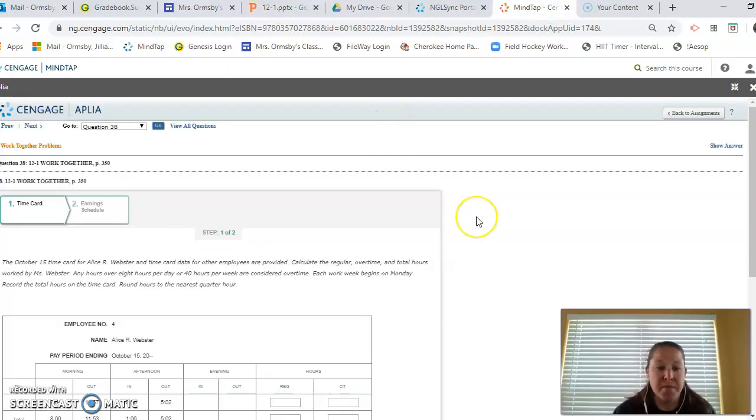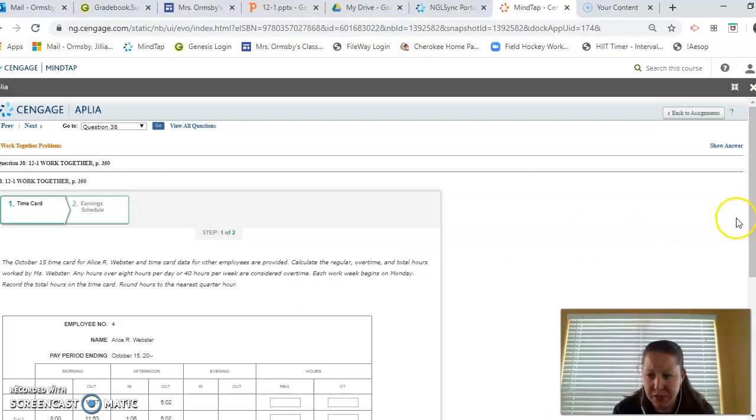So like I said, in MindTap today, the 12.1 work together is all about calculating our employee earnings. And this says on October 15th, time card for Alice R. Webster and time card data for other employees are provided. Calculate the regular, overtime, and total hours worked by Ms. Webster. Any hours over 8 hours per day or 40 hours per week are considered overtime. Each work week begins on Monday. Record the total hours on the time card. Round hours to the nearest quarter hour.